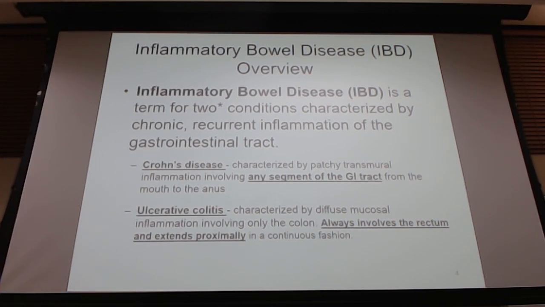So Crohn's disease is any segment of the GI tract, any segment, whereas ulcerative colitis typically is going to involve the rectum and then extend proximally. So we're going to go up the descending colon, potentially traverse, and then back down. And what we're going to see with that is that it usually sticks specifically to the colon.